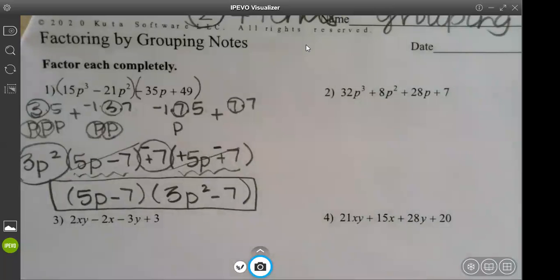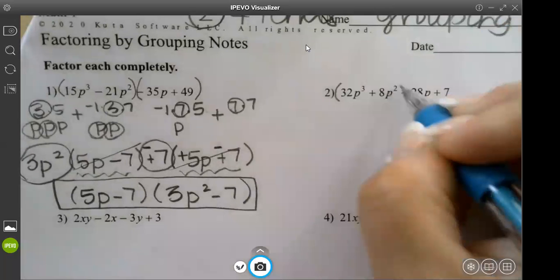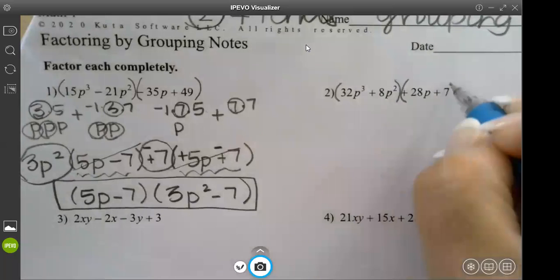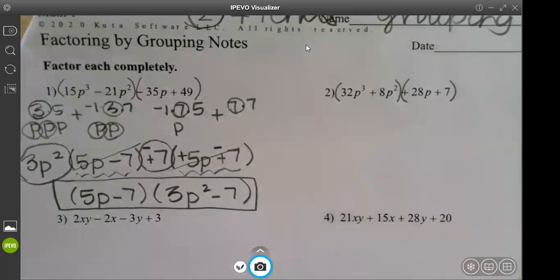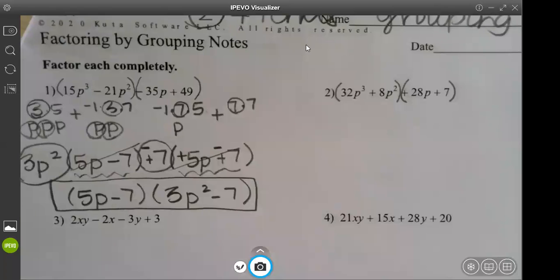All right, so we have all positives. We're going to group the first two and the last two. Same thing we did yesterday. I'm going to go ahead and break down these numbers without you, don't stress out about them. You know how to break them down from yesterday, when we had to put them in our calculator.